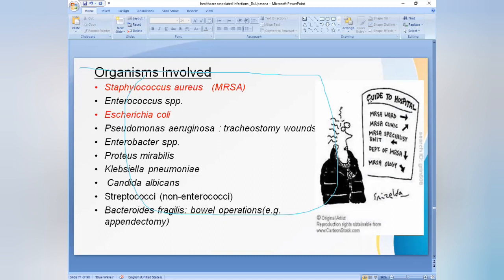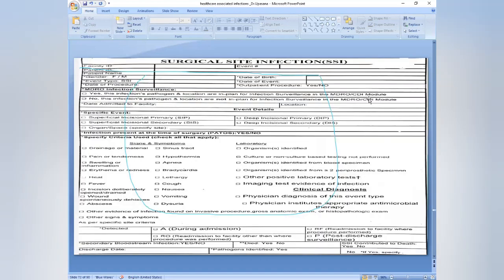So what are the different organisms involved? In surgical site infections, MRSA is the predominant one, Enterococcus is another gram-positive organism, and gram-negative bacteria like E. coli, Pseudomonas aeruginosa, Enterobacter, Proteus mirabilis, Klebsiella pneumoniae, and sometimes anaerobes like Bacteroides fragilis, also in bowel and abdominal infections. We see it. This is a checklist for surgical site infections.